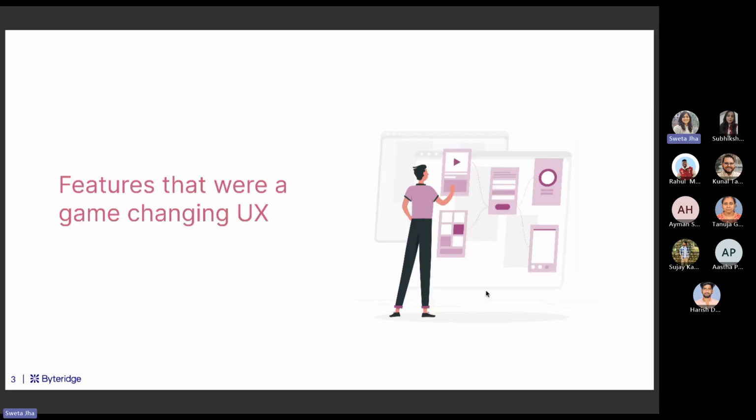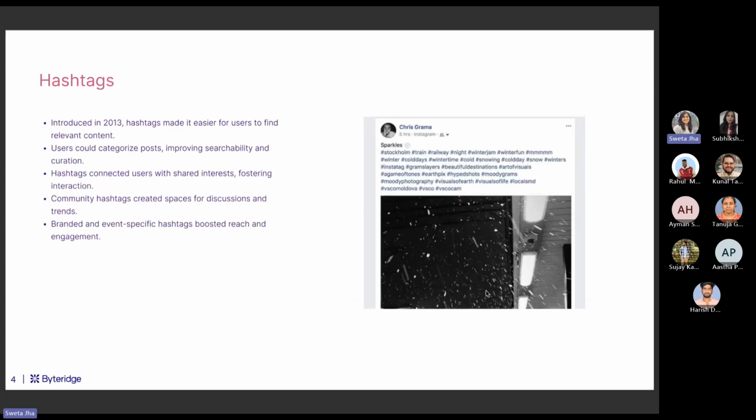Now let's take a look at some of the features that were game changing UX for Instagram. This is probably one of the smallest features, but it was probably the most impactful UX change that Instagram brought in. This is hashtags. Before 2013, if you wanted to find photos or any cool content, you would have to already follow the right people. Once hashtags were introduced, you could discover content based on topics and not just users.